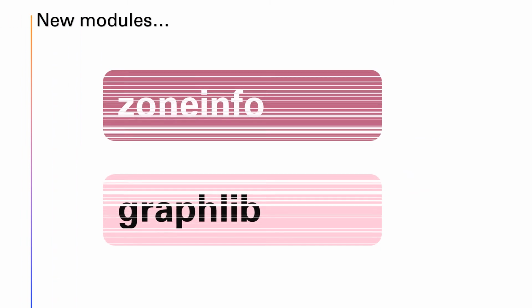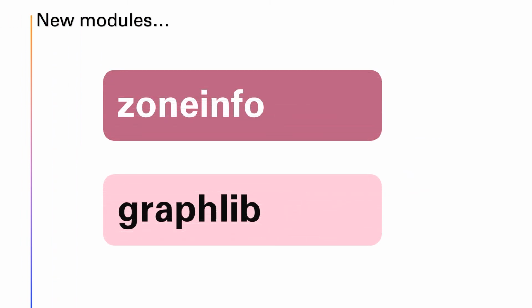Now let's look at the new modules that are introduced in Python 3.9. First one is zoneinfo. Second one is graphlib. I am not going to explain these modules in depth, but if you would like to know more about them, then please do comment below. I will make a separate detailed video for these new modules.